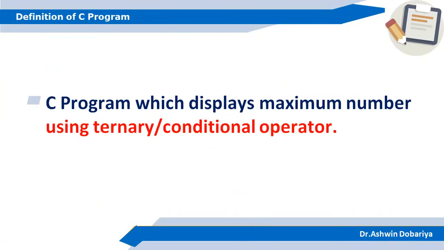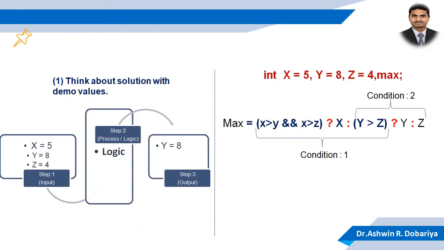First, the definition of this program is: C program which displays a maximum number using ternary or conditional operator. Here friends, one thing you have to understand is what are ternary operators. I have already explained the ternary operators in a theory video, that is in the operator videos. So if you want to know more about the ternary operators, you can view that same video, and the link is given in this video description. So let's first discuss what the ternary operator is.